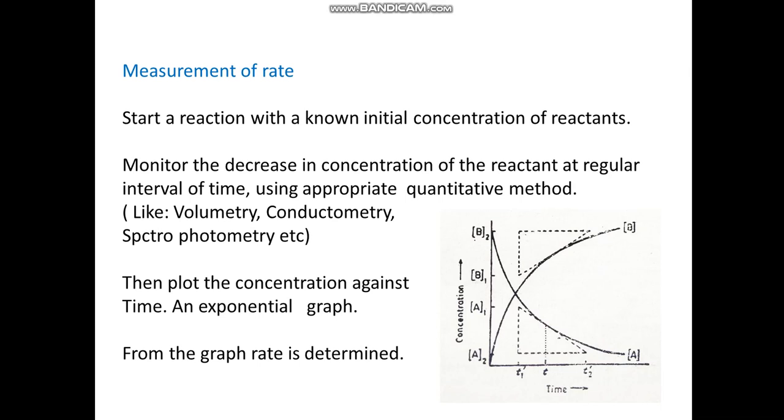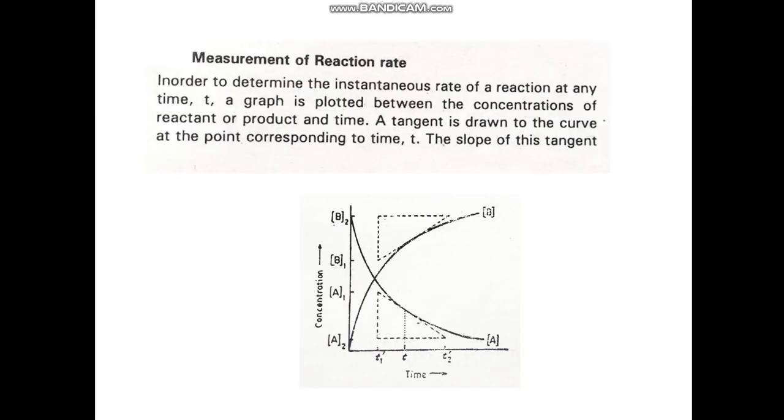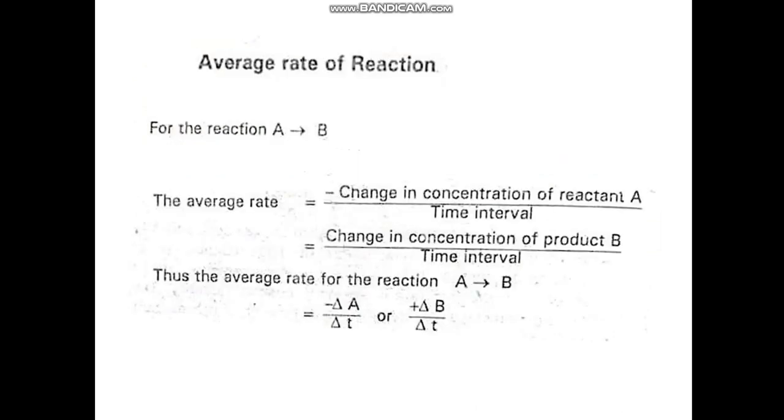For determining the average rate, you have to select two different time intervals, T1 and T2, for the reactant A, and measure the corresponding concentrations as A1 and A2. Then you substitute the values here. The average rate is equal to the change in concentration of the reactant A divided by the change in time interval, or the change in concentration of product B divided by the time interval, that is minus delta A by delta T or plus delta B by delta T. You have to remember it is always a positive quantity.